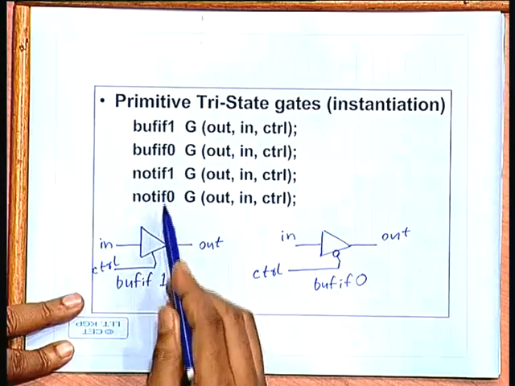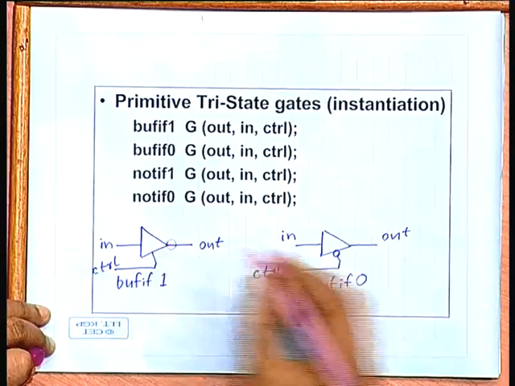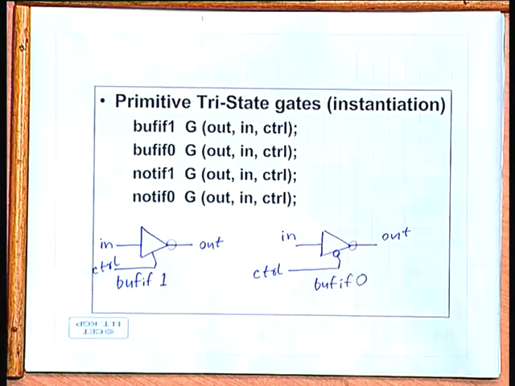The last two cases are similar, just instead of a buffer there is an inversion there. These are actually inverters. So, these are the primitive gates which are available to you. You can use them in your design, you can instantiate them, you can create any netlist of gates.